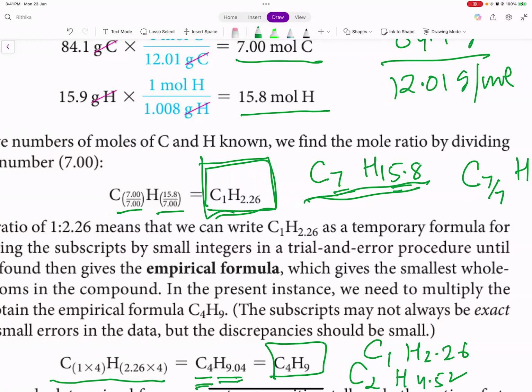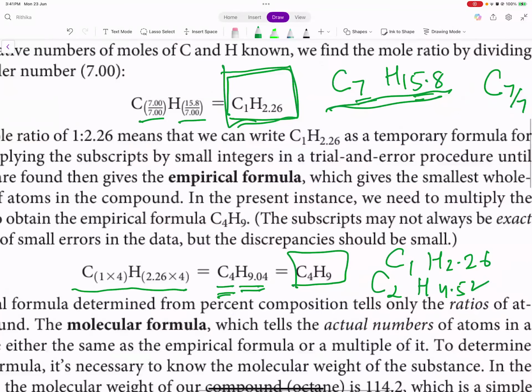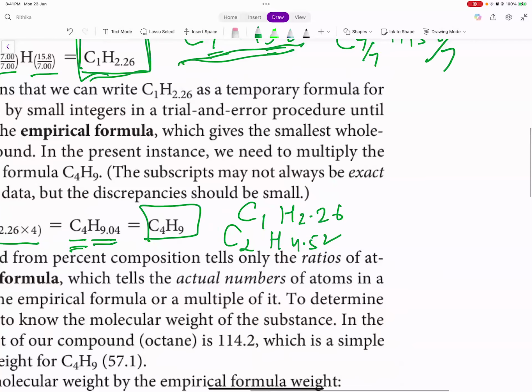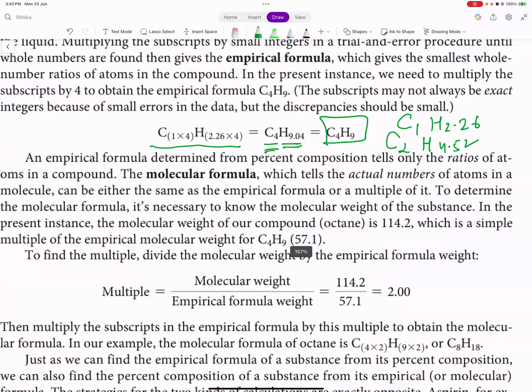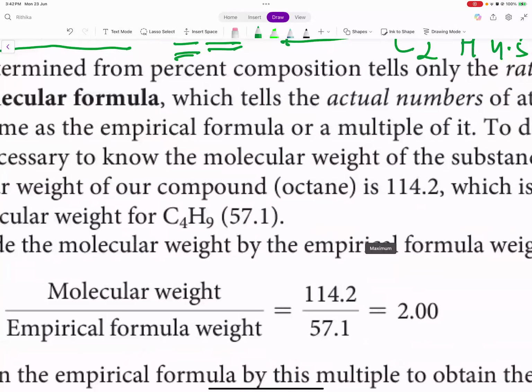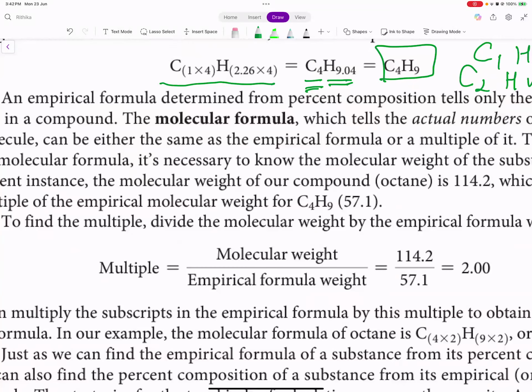But why did you multiply it by 4? We started by trial and error. First we multiplied by 2 and did not get a full integer. We got C2H4.52. Then we multiplied by 3 and still did not get a full integer. So you multiply until you get a full integer. Yes. And when we have got the full integer C4H9, then we know that it is the empirical formula.